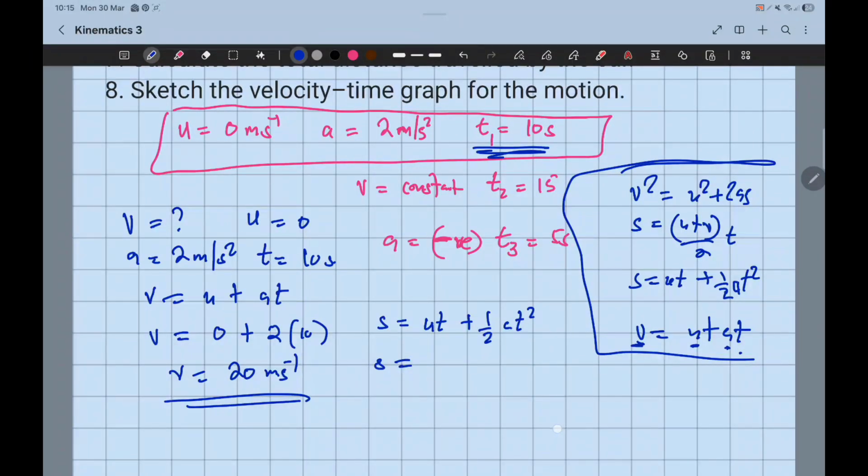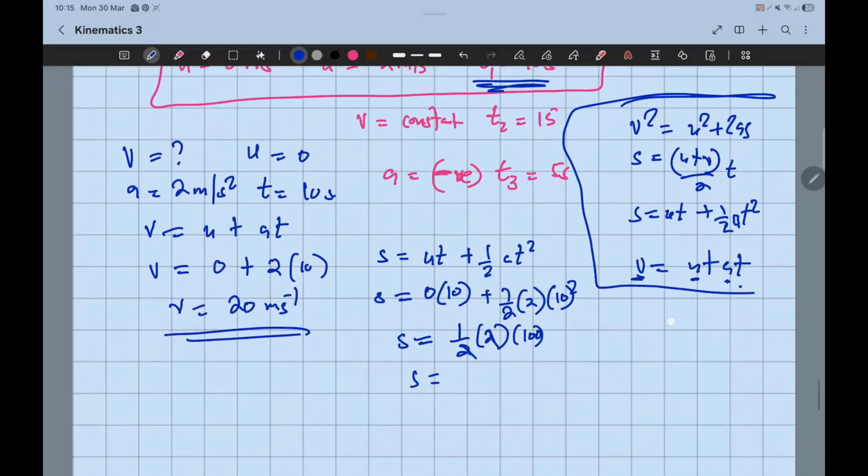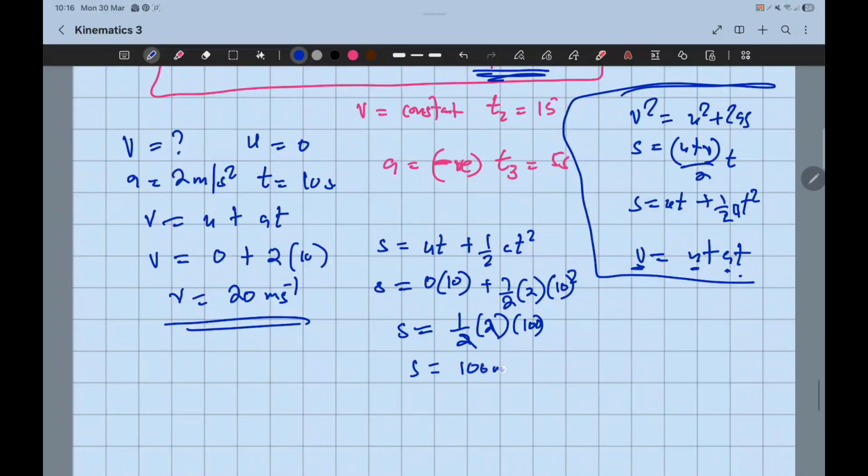So s is equal to u times t, so 0 times 10, plus half a t squared, where t is 10 squared. s equals half times 2 times 100. So it covered 100 meters in that phase.